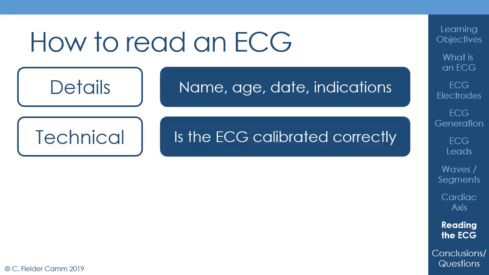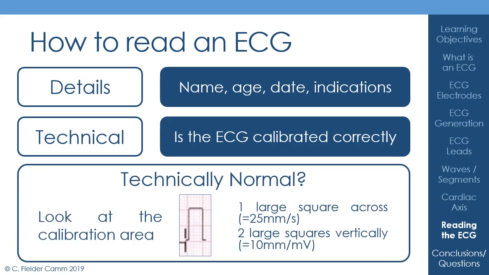After you look at the details, you then need to look at the technical aspects of the ECG. So is the ECG calibrated correctly? Now, this can be done quite simply by looking at this little rectangle that will either be on the left or right hand side of the ECG. And this is the calibration area. Essentially what the ECG machine does is it generates a single millivolt for 1/5 of a second.